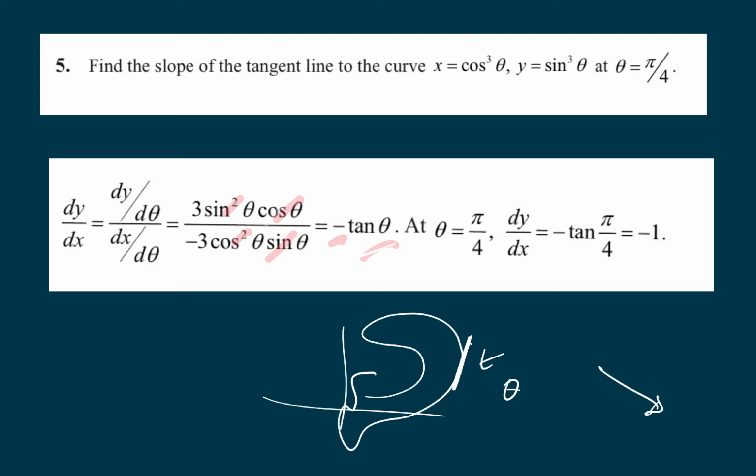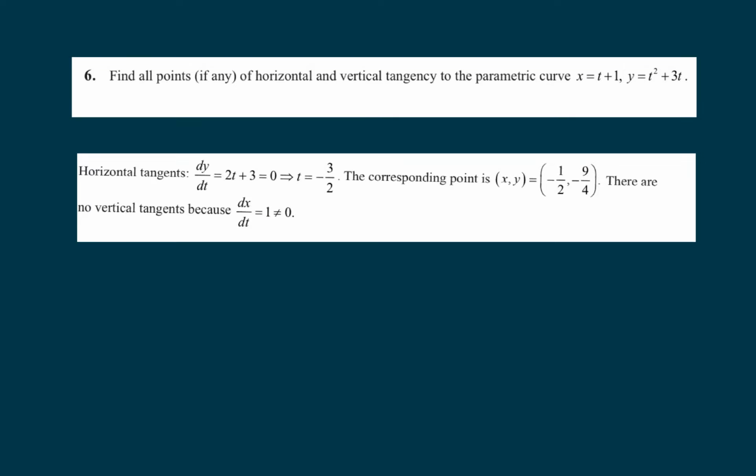Okay, let's go to the next problem. Now let's do this problem. It says find all points, if any, that have a horizontal slope or vertical slope. And the parametric equation is x of t is t plus 1 and y of t is t cubed plus 3t. So how will we find this horizontal or vertical slope?